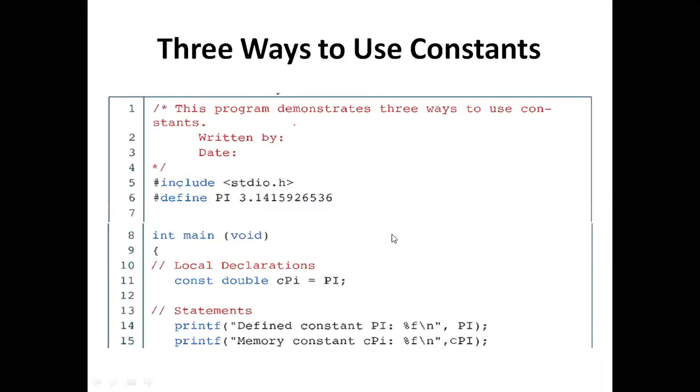Inside this program we are declaring three different constant values. We are declaring one constant value using the preprocessor directive statement, hash define PI 3.14. This type of constant we call a defined constant.